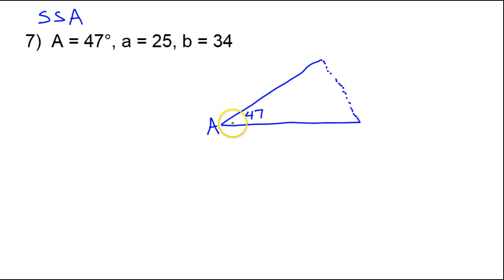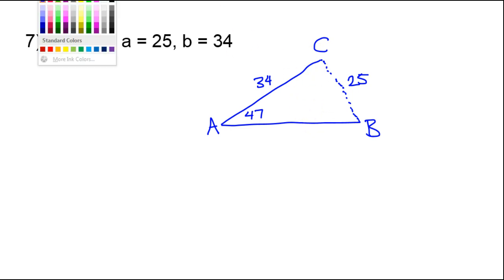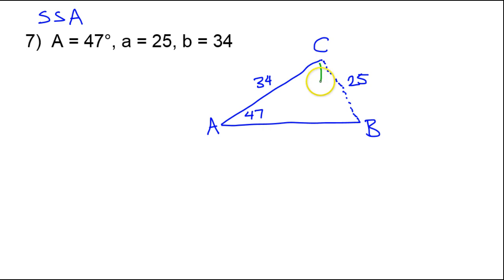Now, if this is angle A, then that makes this side a, so this must be the 25 here. Now, the other side, our rigid side, will be the 34. Alright, since this is side b, that makes this angle B, which makes this angle C. So our first job is to decide, can you make a triangle out of this at all? And the way you decide that is by calculating the height.